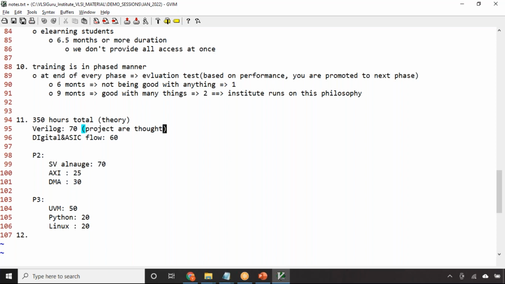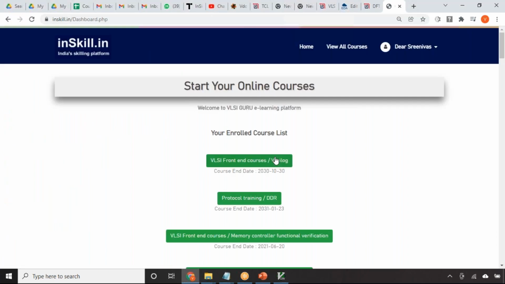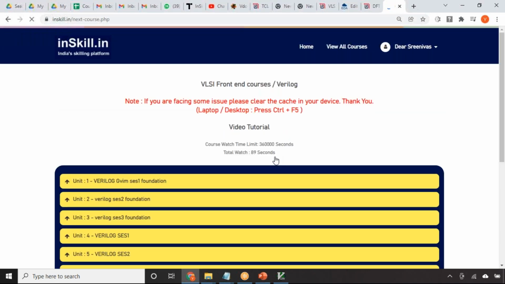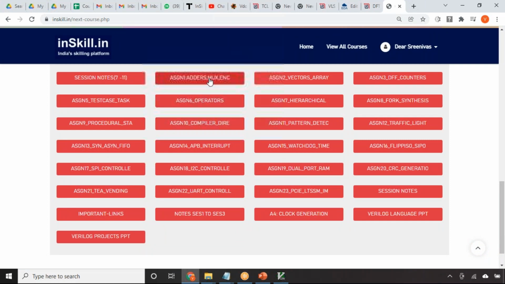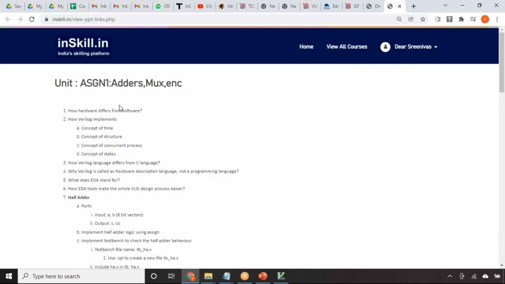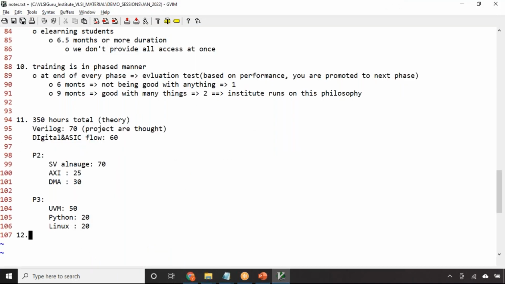So what do I mean by that? Let's say you go to the Verilog course and start doing an assignment. For example, assignment 1: adders, multiplexers and encoders, some combinational logic assignment. You start doing it yourself, but you have some questions in one of these topics. So whom do you approach? You will get support in 2 ways.